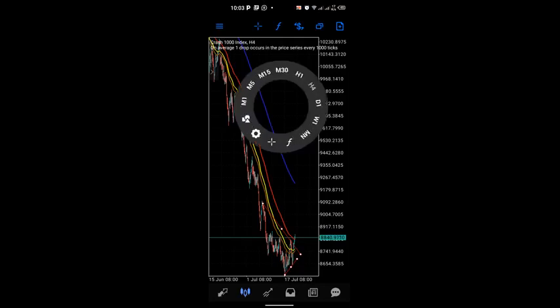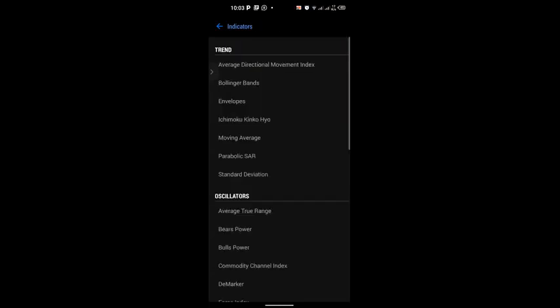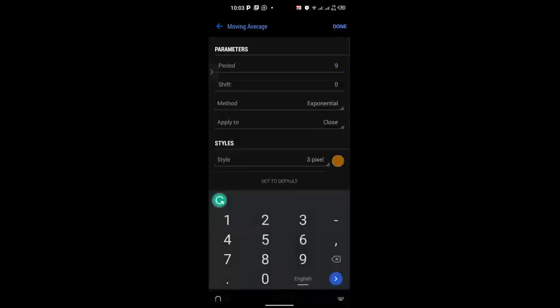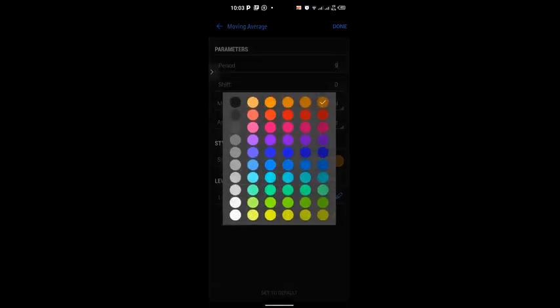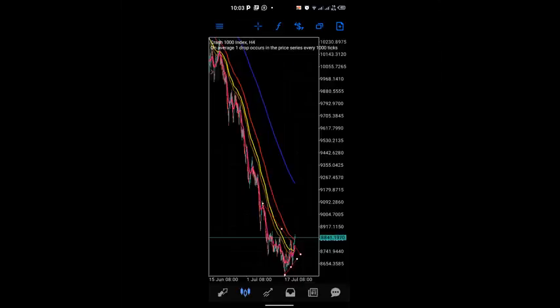For example, let's add the moving average 9. What is 9? So let's add 9. Which color should we use? Let's use the ladies' color because the ladies are not talking. Let's see if they will talk. Now, what happened? Where did you see the moving average 9?